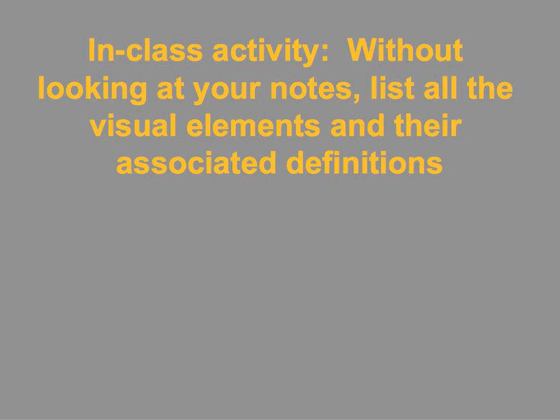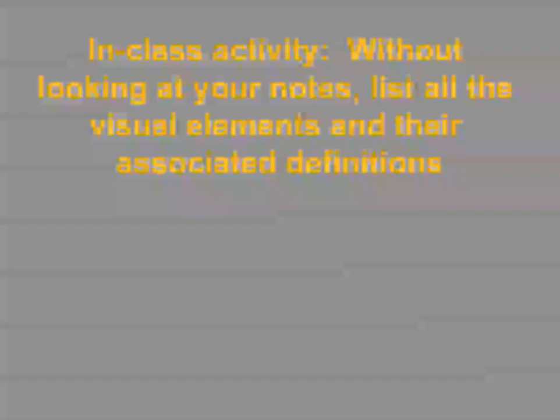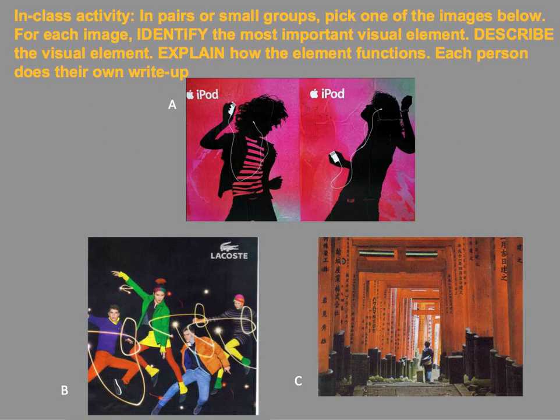Alright, the last activity is to choose one of these 3 images and identify the most important visual element you see in the image, describe it, and explain how it functions. Write this down. And again, you only have to do it for one of the images.